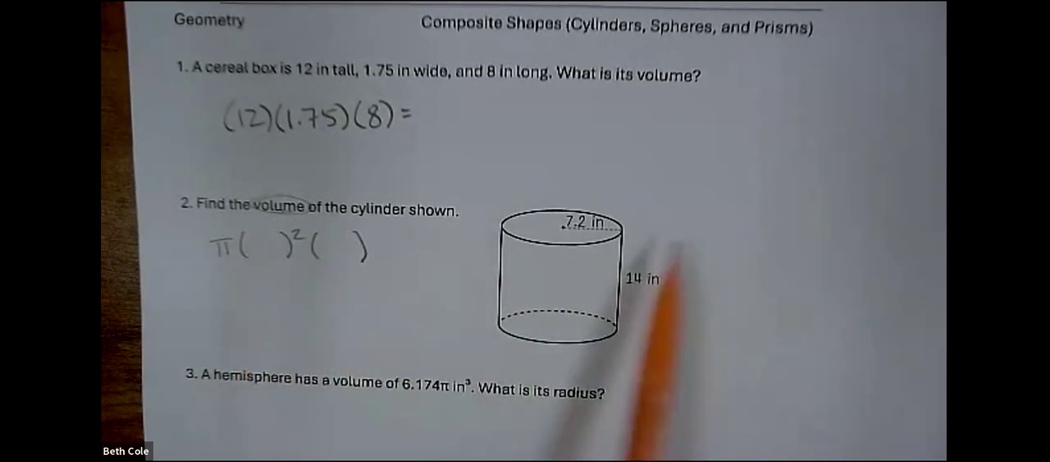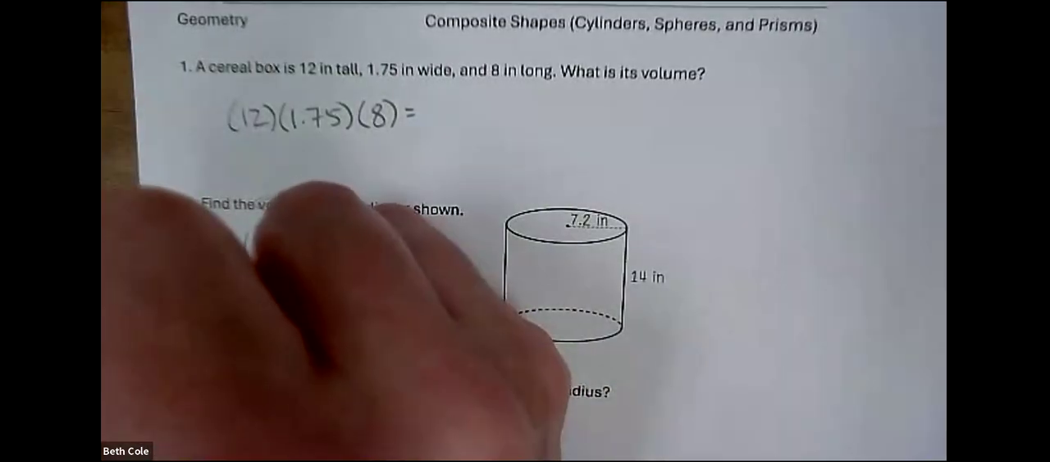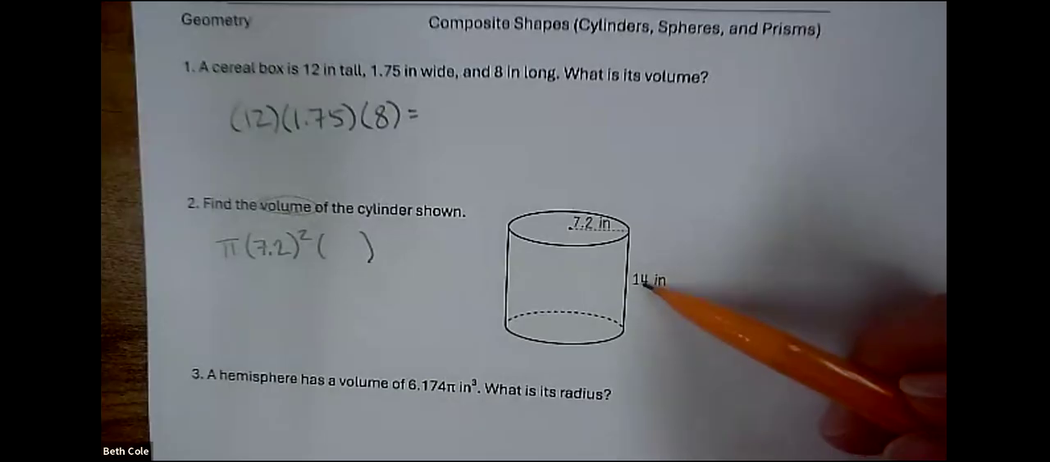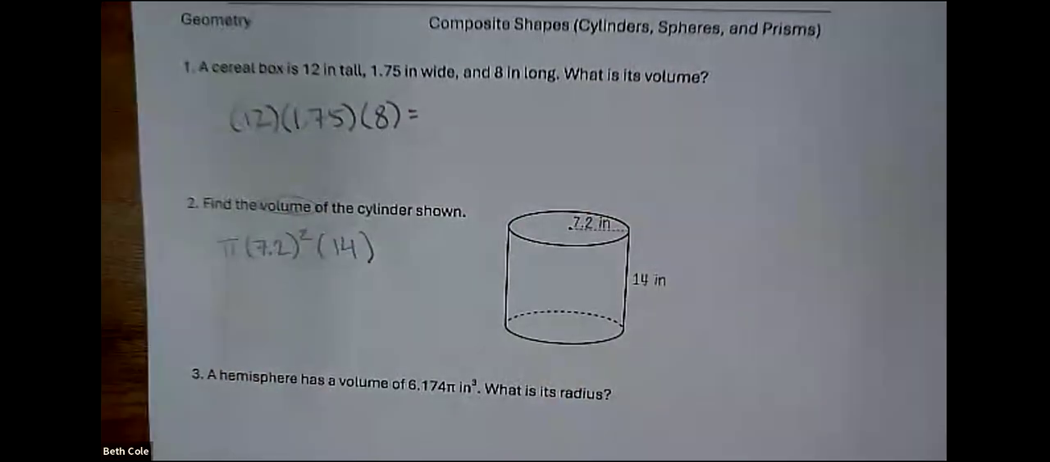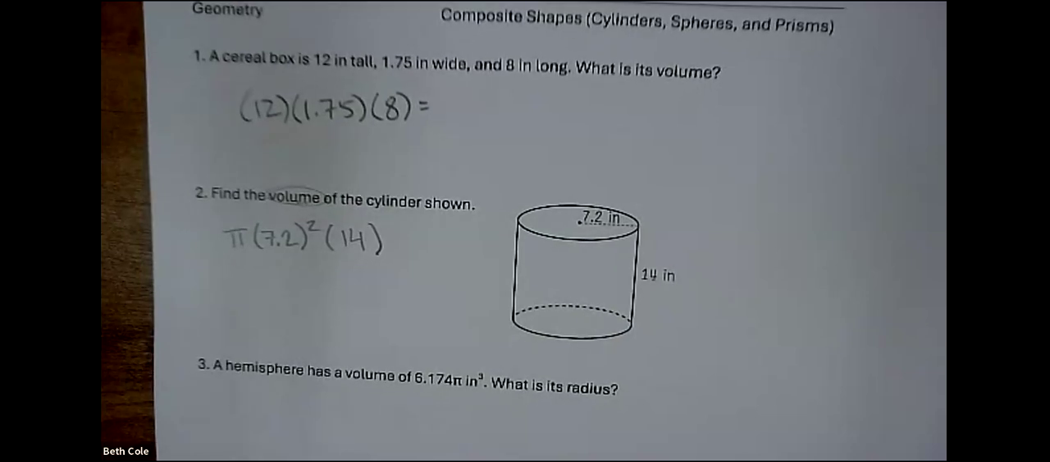What is r? What is the radius of the cylinder? Yep. 7.2 goes right there. And then h is the height. That would be 14. Cool. Again, I'm going to go through and fill everything out, and then I'll do it all on the calculator at once so that we're not going back and forth, right?